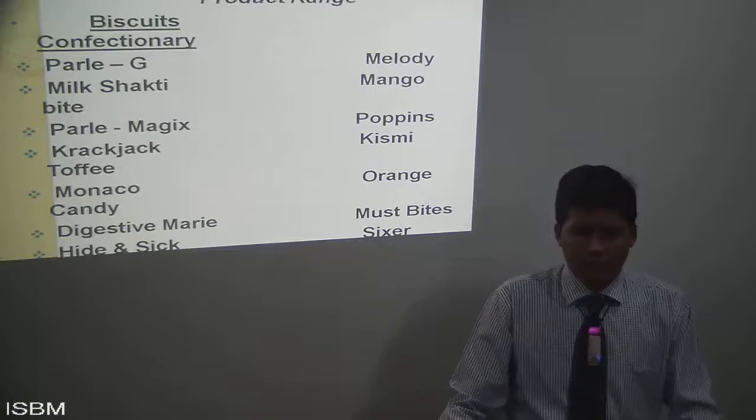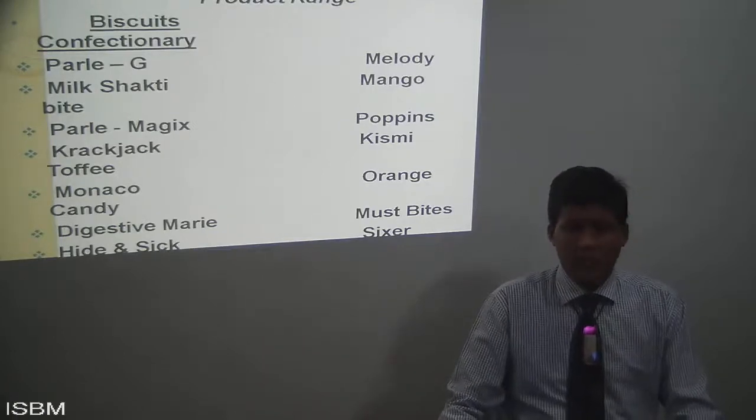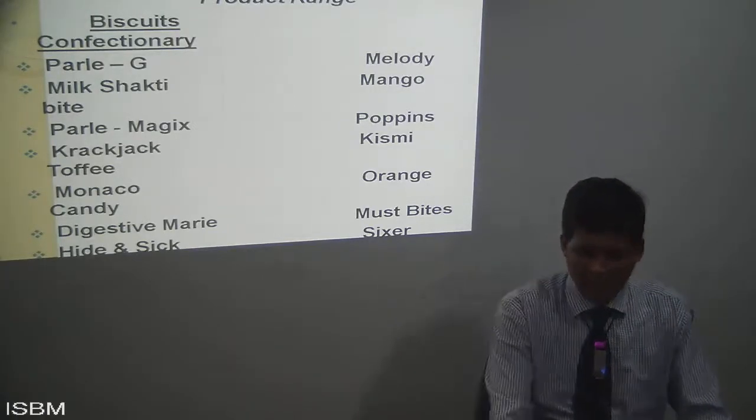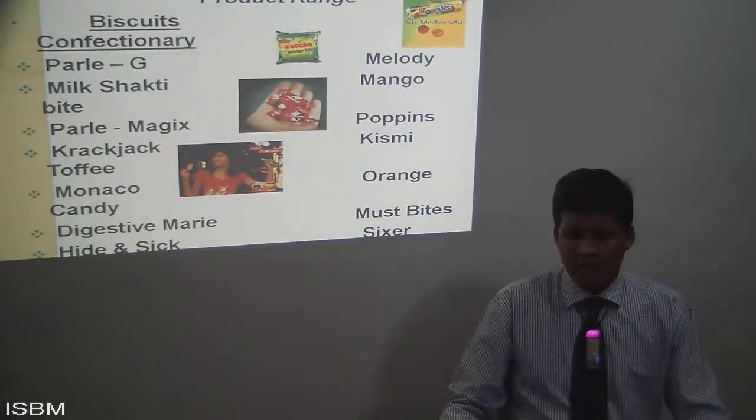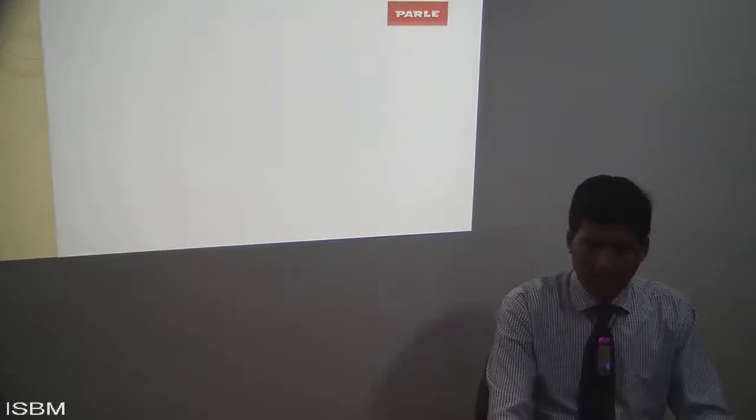Biscuits include Parle G, Milk Shakti, Parle Magic, Crackjack, and in confectioneries, Melody, Orange, and Musk Sixers as well.